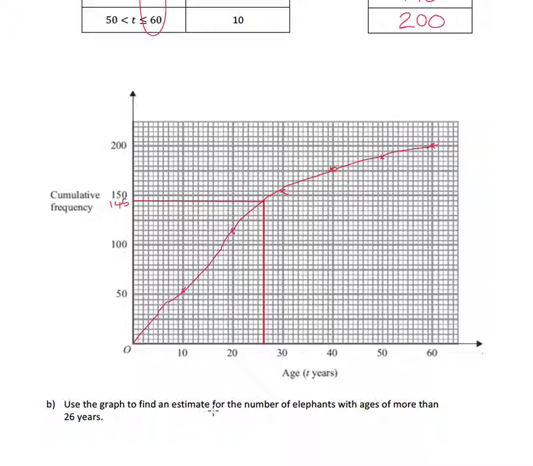We need to find an estimate for the number of elephants with ages of more than 26 years. So that's everything over here we're talking about to the right of 26 years, and therefore everything above 145 elephants. So if we find out what 200 elephants minus 145 gives, that leaves us with 55 elephants. In other words, this stretch of line here is representing 55 of the elephants.